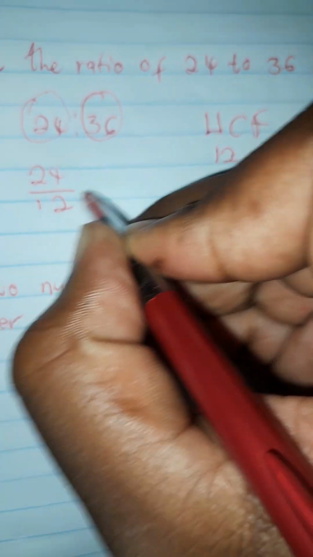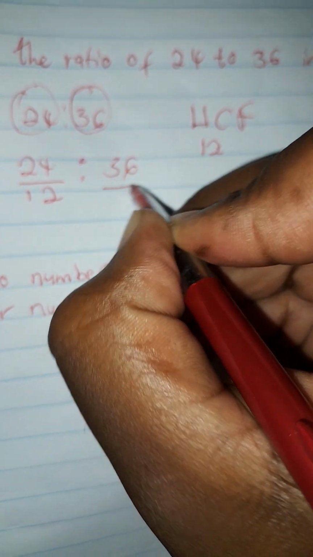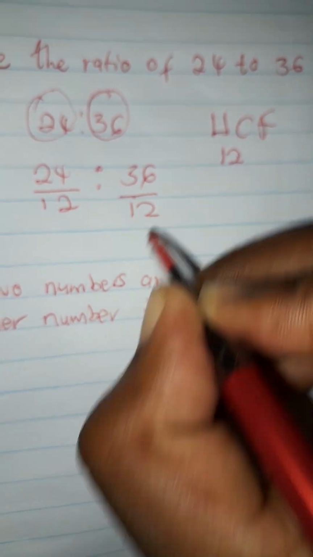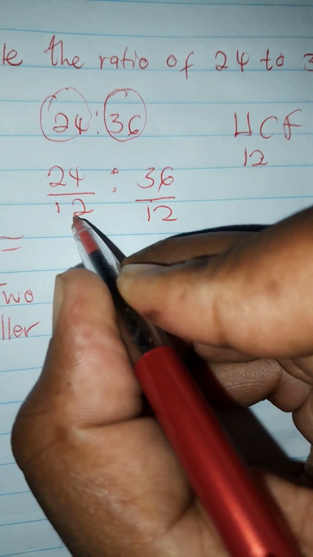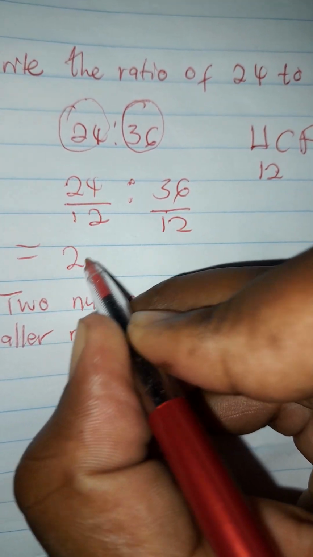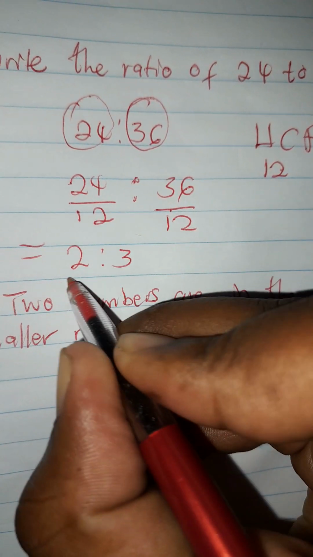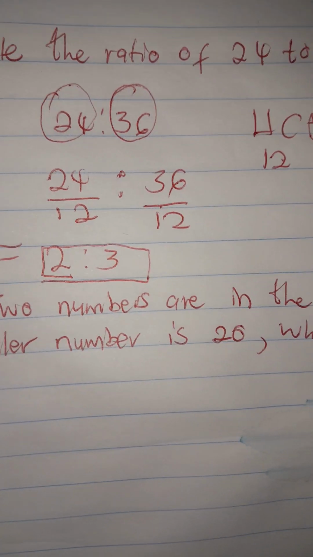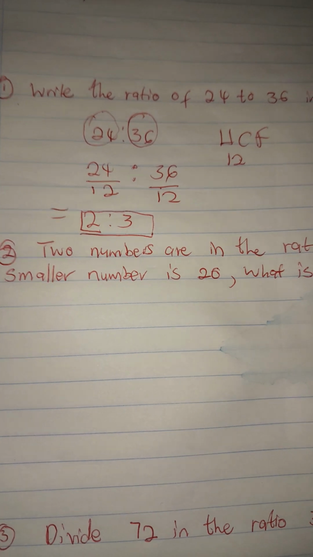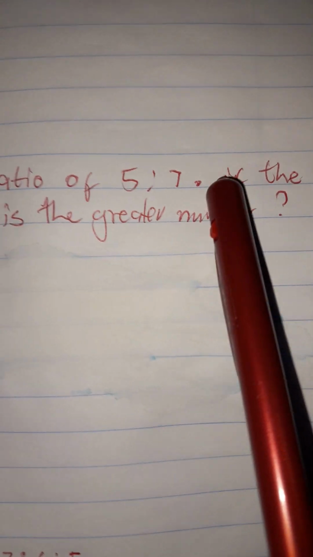We are going to say 24 divided by 12 is to 36 divided by 12. So what are we going to get here? How many times does 12 go into 24? 2 times. How many times does 12 go into 36? 3 times. So the ratio in the simplest form will be 2:3.